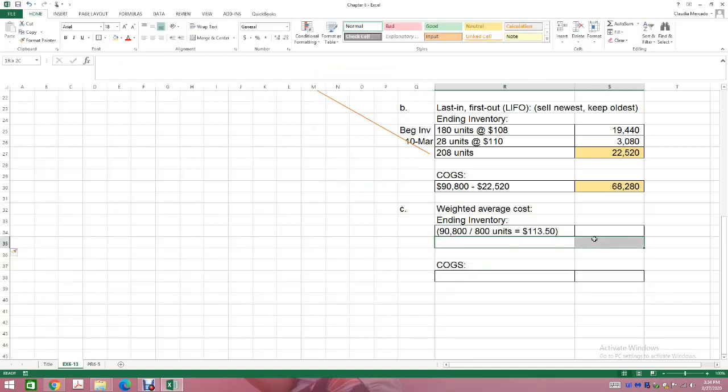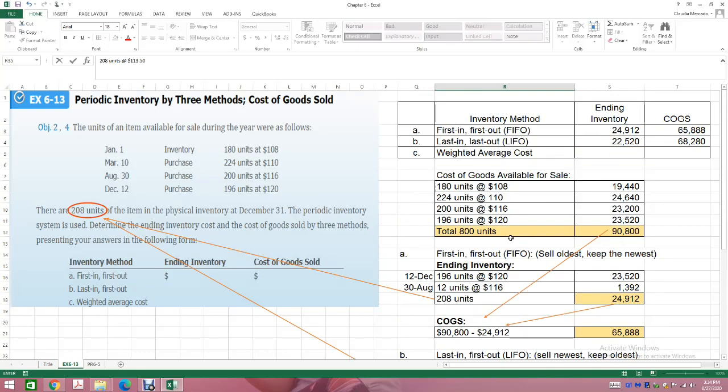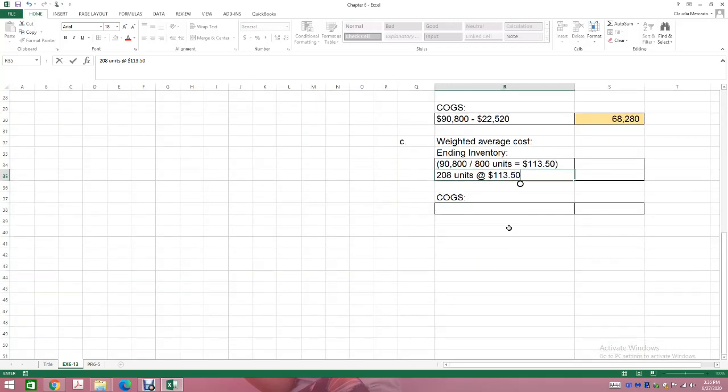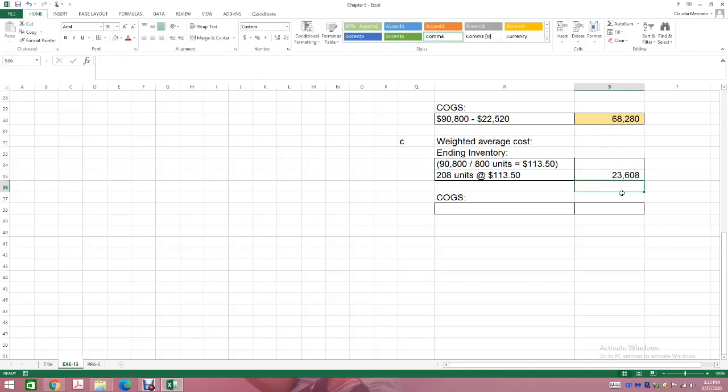Okay, and then I'm going to do another row right down here so I can do my calculations. So this is my unit cost, 113.50. How many units do I have left? Well, we should have 208 units left at 113.50, which we just calculated. And we calculated this, remember, by getting your 90,800 divided by the 800 units, the cost of goods available for sale. So then that's going to give you 208 times 113.50, 23,608. That is going to be your ending inventory value using the weighted average cost method.